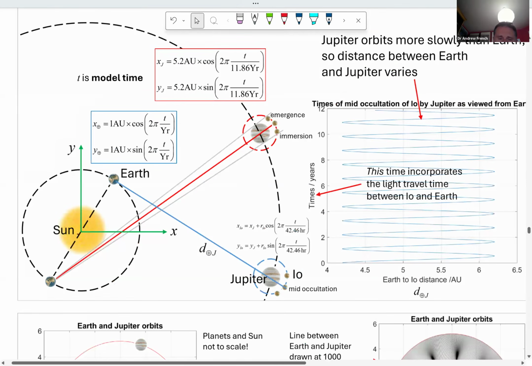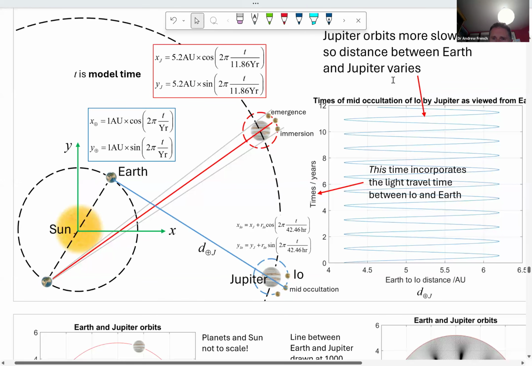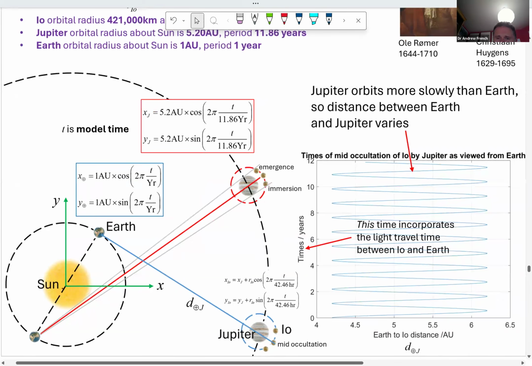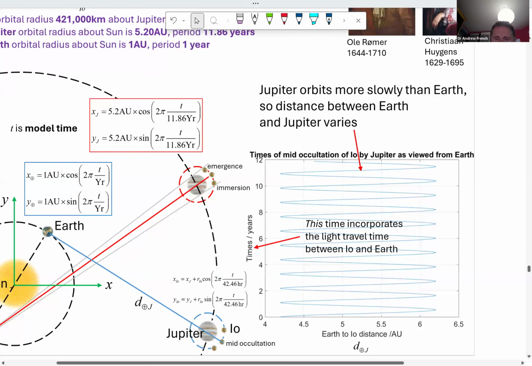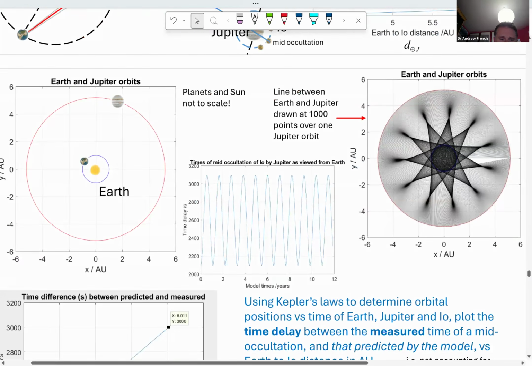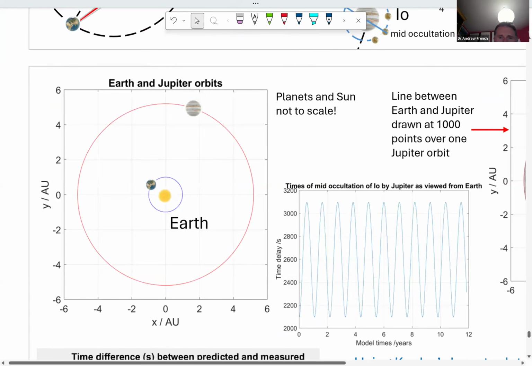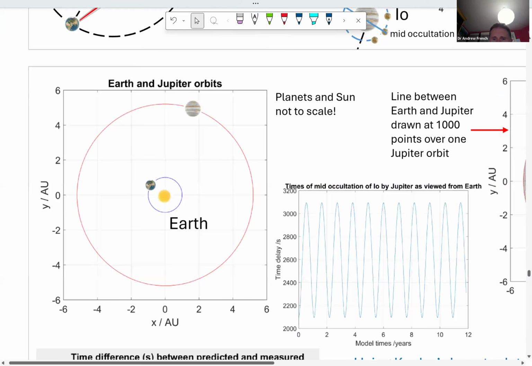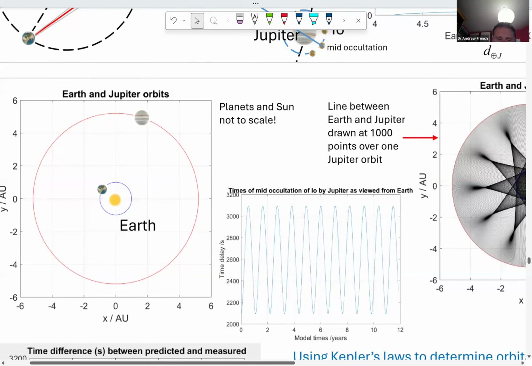Jupiter orbits more slowly than the Earth, so the distance between Earth and Jupiter varies. It's a really nice calculation to work out the times and the Earth to Io distance. I think I've got some pictures here. So here we've got the Earth and Jupiter orbit, and you can work out the times of the mid-occultation of Io by Jupiter as viewed by Earth, and work out the time delay for this. Let's just see what we've got.